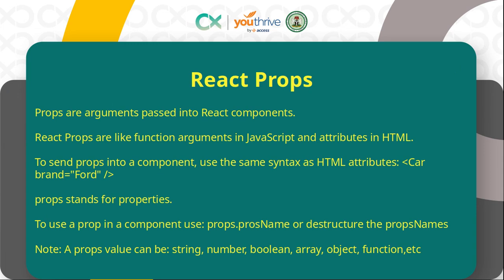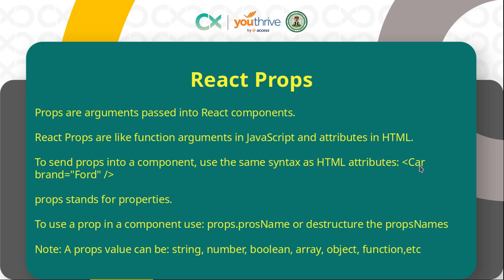React props. Now props are arguments passed into React components. React props are like function arguments. So that sounds familiar. Remember in our vanilla JavaScript we learned about how to create a function that is dynamic by using props. So React props are like function arguments in JavaScript and attributes in HTML. Now to send props into a component, use the same syntax as HTML attributes.